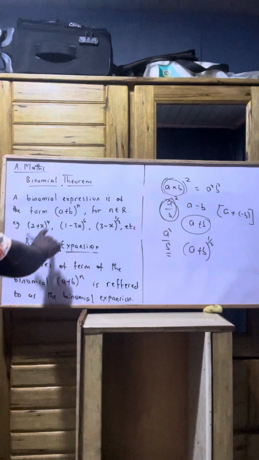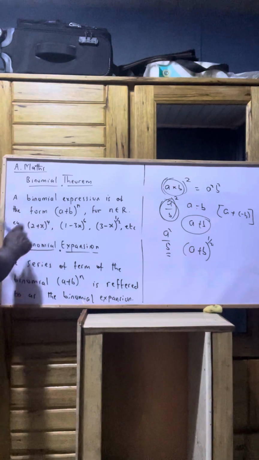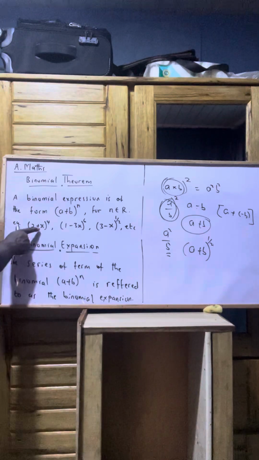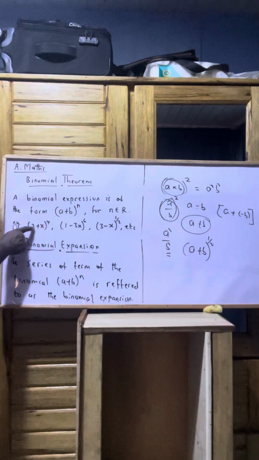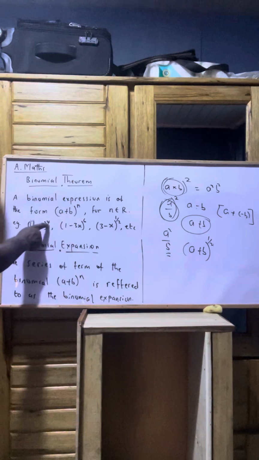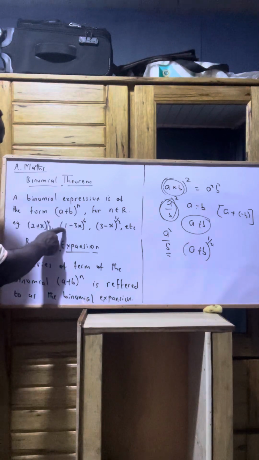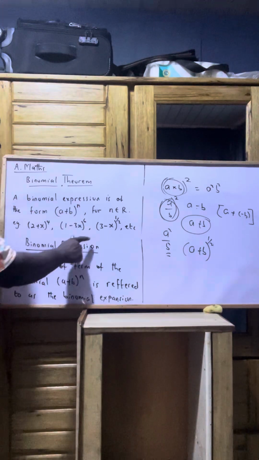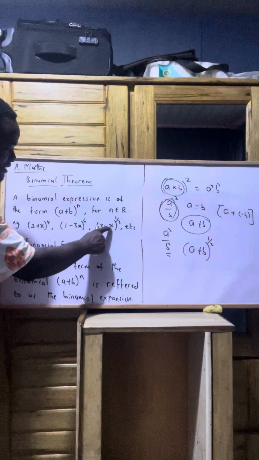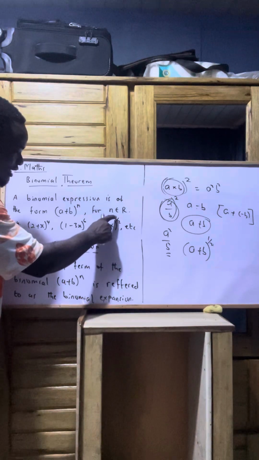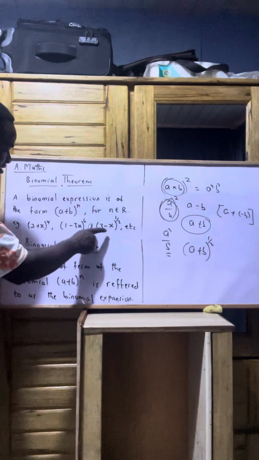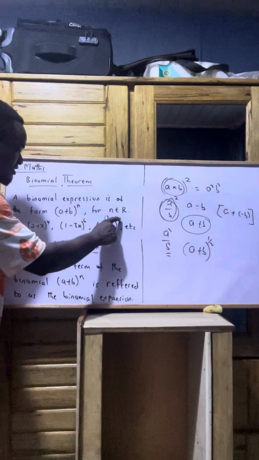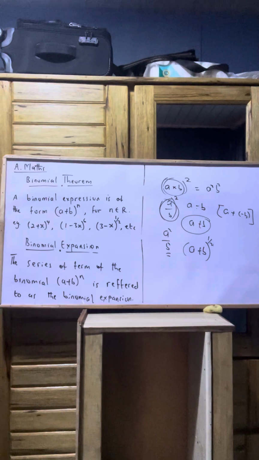Good. So an example of that is this. I have 2 plus x exponent 4. I have 1 minus 3x exponent 6. So when I take the case of this, my a is 2, my b is x, my n is 4. If I take the case of this, my a is 1, my b is negative 3x, and my n is 6. If you take the case of 3 minus x exponent 1 over 2, my a is 3, my b is negative x, and my n is the half. That's the 1 over 2.